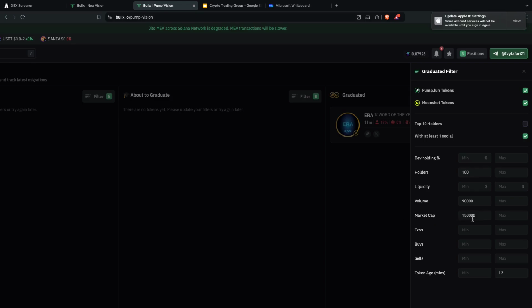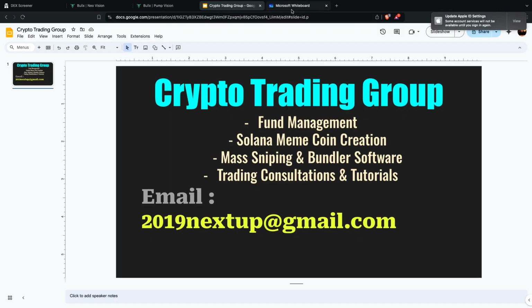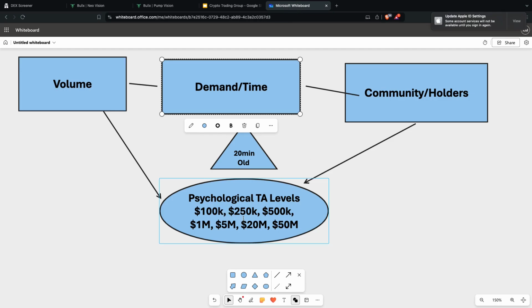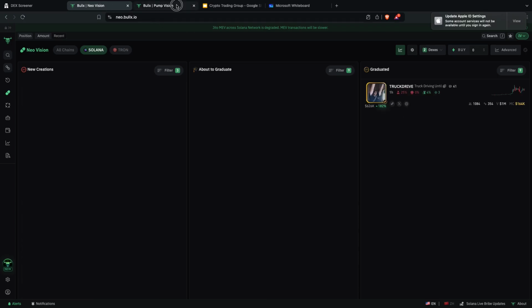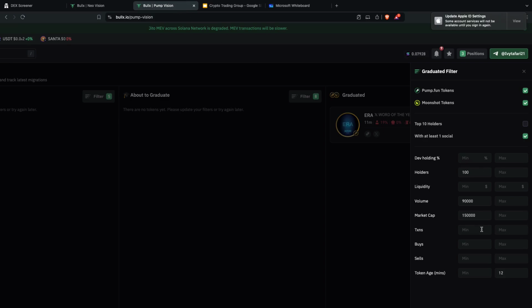The reason why I have 150,000 US dollars is that I am looking at these psychological levels right over here. All the coins that graduate need to have a certain standard, and I want that standard to be a market cap above 150,000 US dollars. The biggest difference between my graduated filter and the about-to-graduate filter is the aspect of volume and time, and also the market cap.